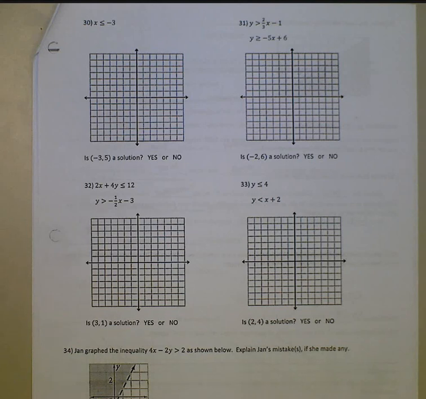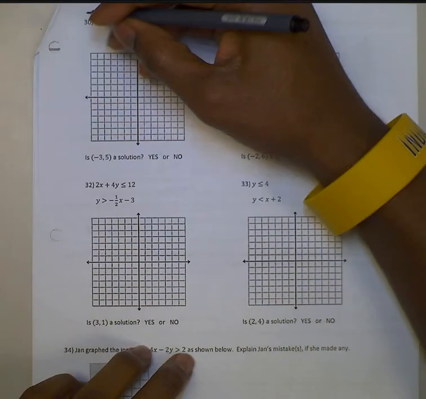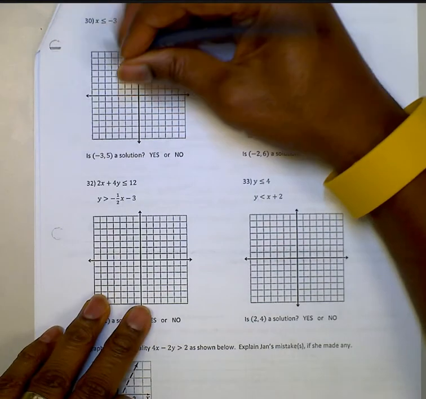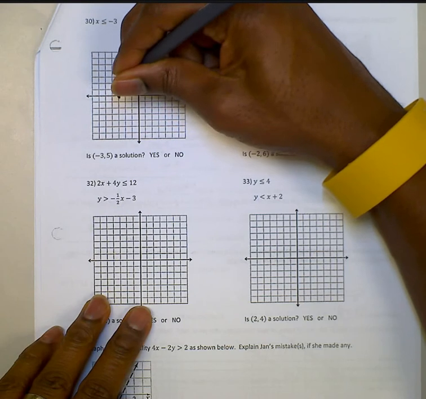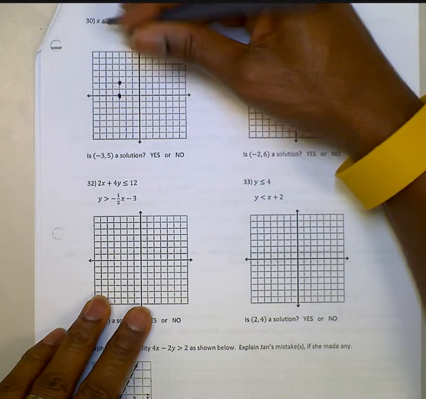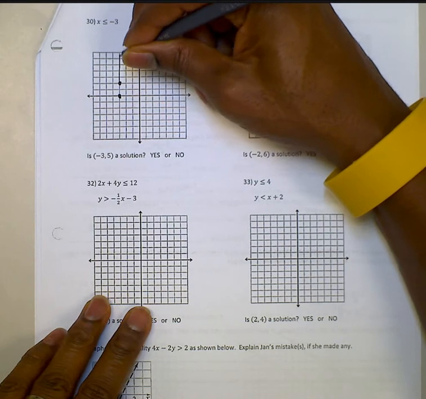Okay, so graphing inequalities. Here we have x is less than or equal to -3. As we graph this line, x equals is a vertical line. -3 here, 1, 2, 3. Okay, another place where x is -3. Vertical line, our line is going to be solid. So straight up and down, solid.